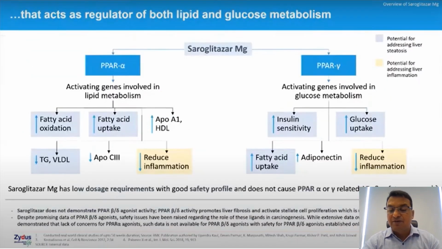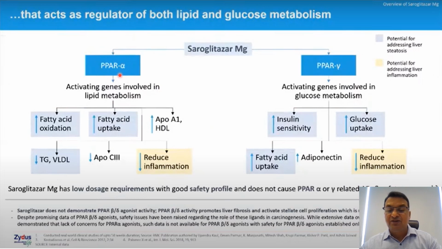Now, what is the mechanism of action of saroglitazar? We all know it has a dual PPAR alpha and gamma action. Predominantly, it has PPAR alpha action. PPAR alpha are nuclear transcription factors, and they are predominantly present in liver tissue.